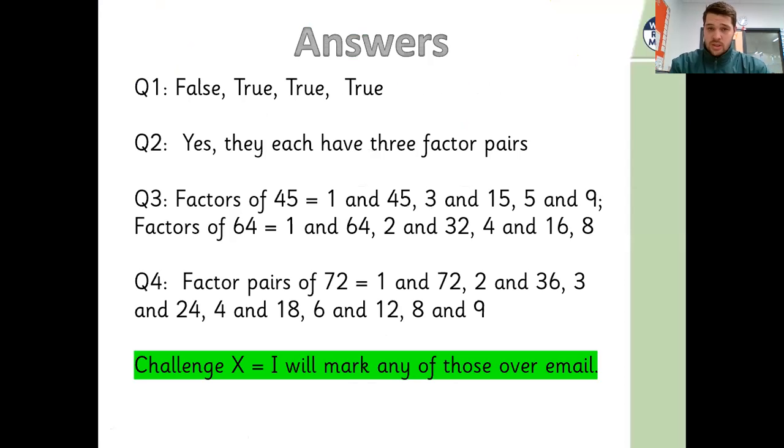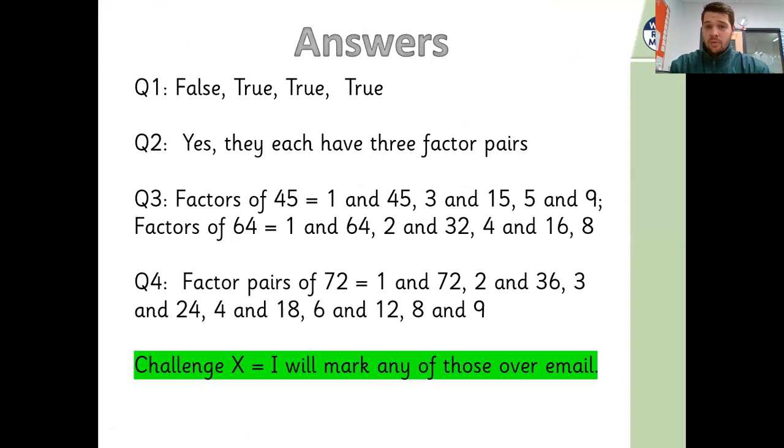Okay, the answers are coming up on the next slide, other than the Venn diagram, which you can email in to me. So, question 1: false, true, true, true. Question 2: yes, they each have 3 factor pairs. So even though the factor pairs are different, there are 3 factor pairs. That's what the question asked.